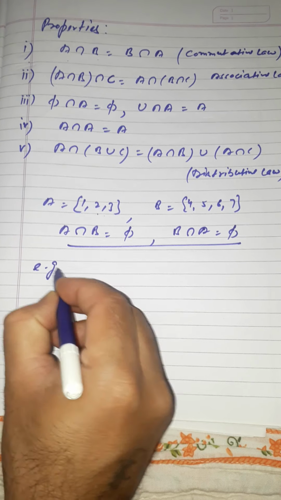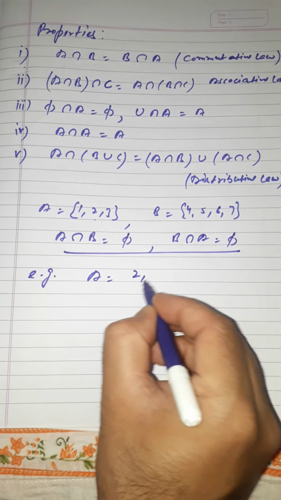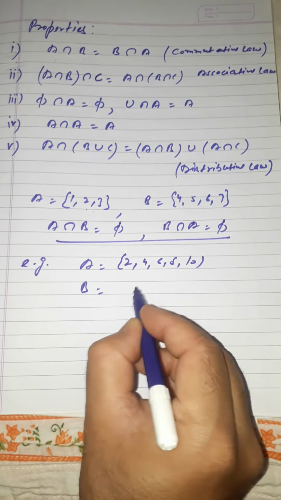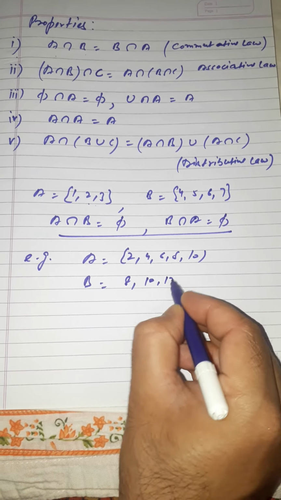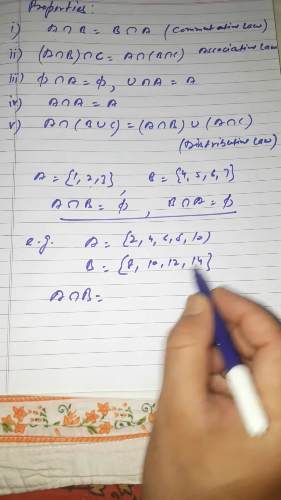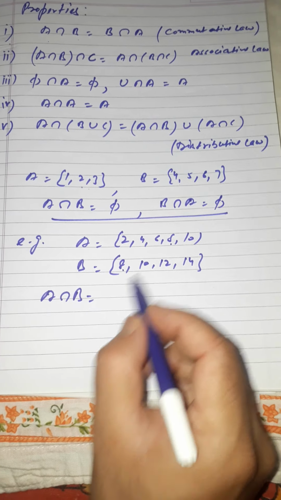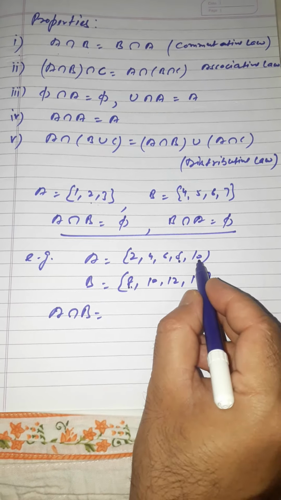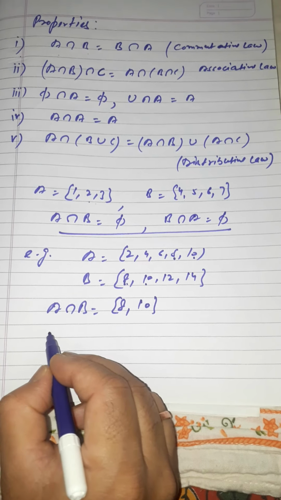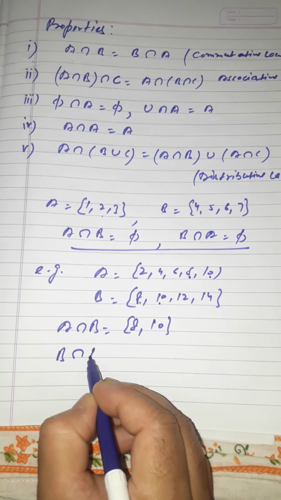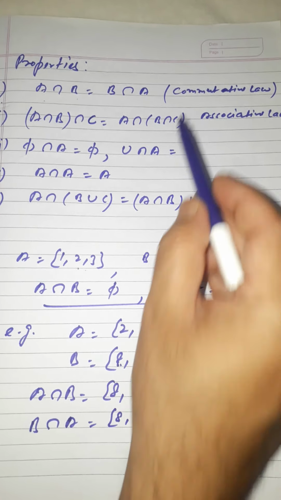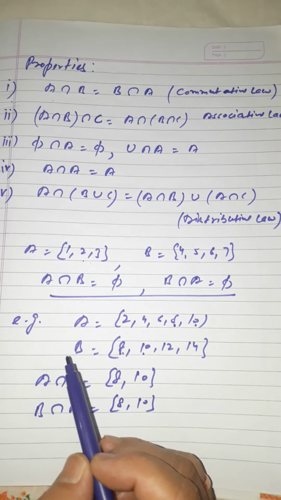I am giving you another example for it. If I have the set 2 4 6 8 10, and second I have taken 8 10 12 14, students. While I take A intersection B, remember what is common in both. You will see here 8 is there, here also 8; here 10, here also 10. So the intersection is 8 and 10. Then we will use B intersection A, so again what you will say, that is equal to this one. That is why this property is known as the commutative property.